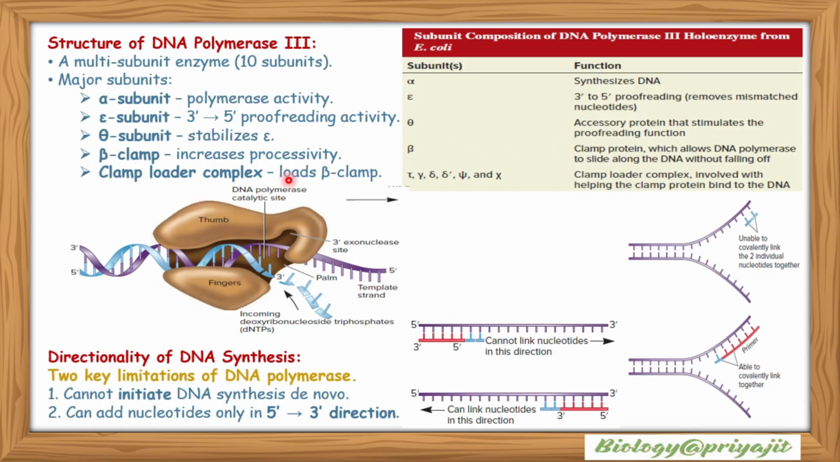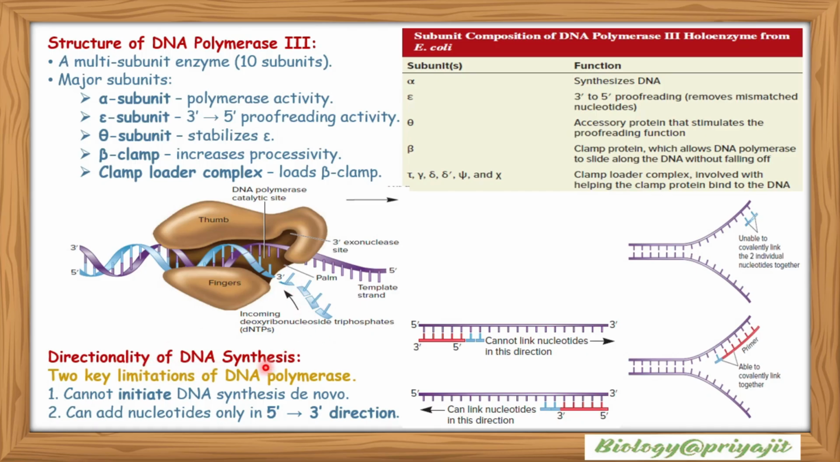Clamp loader complex loads the beta clamp, and the clamp loader complex includes the tau protein, gamma protein, delta, delta prime, phi and chi proteins. This is the image showing how the DNA polymerase binds at the catalytic site, and it starts the process of DNA replication.